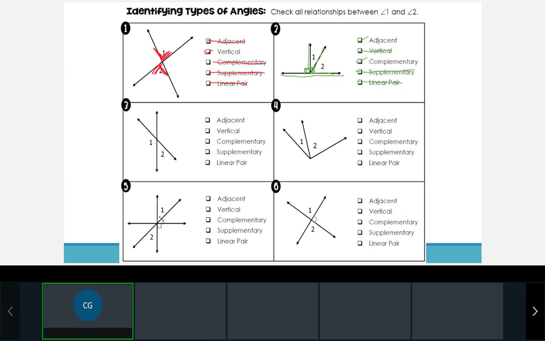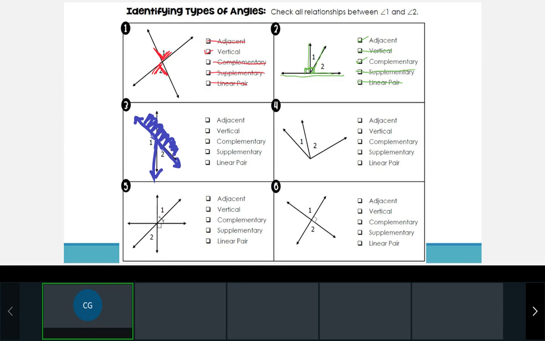Let's look at number 3. I have angle 1 and angle 2 here. Angle 1 is here, and angle 2 is down here. Okay. I'm going to ignore this part of the picture up here. Pretend that it's not even there. Okay, so I've got this line with angle 1 and angle 2.